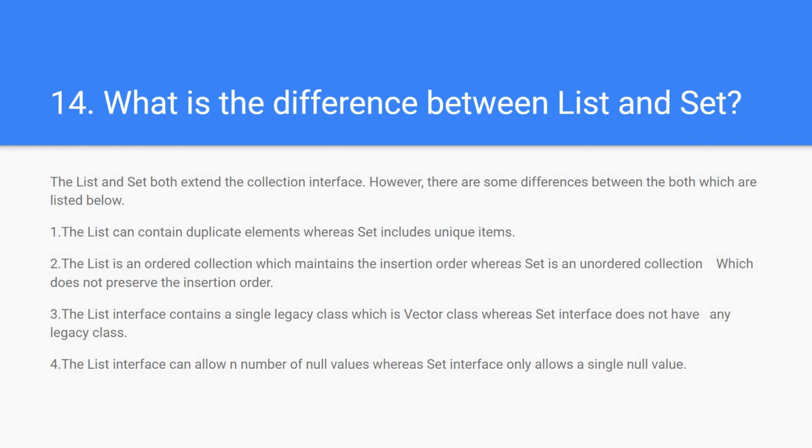The List interface contains a single legacy class which is the Vector class, whereas the Set interface does not have any legacy class. The List interface can allow any number of null values, whereas the Set interface only allows a single null value.